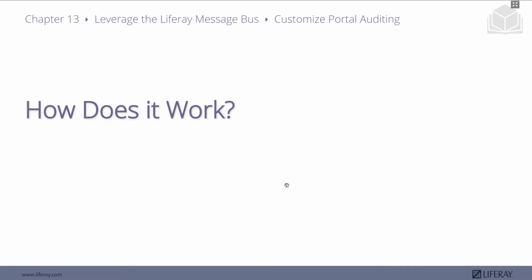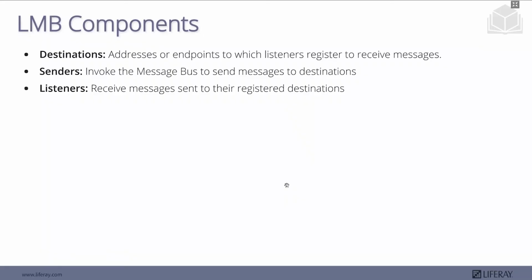So how does it exactly work behind the scenes? There are going to be three main aspects of the message bus. We'll first start off with the sender. The sender is the one who sends a specific message. Now where they send the message is going to be the destination. So a sender sends the message to the destination. The destination being an address or an endpoint.